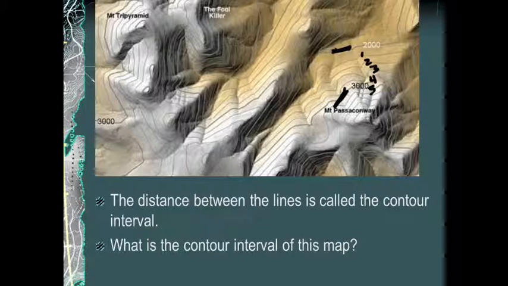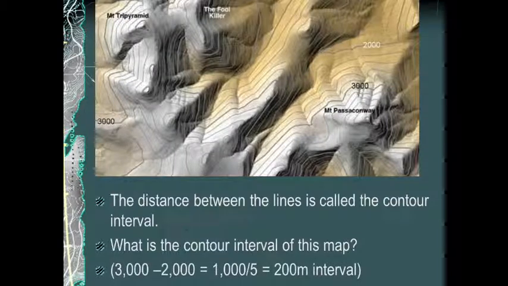So we're going to have to take the difference of those two things. The difference between 3,000 and 2,000, that's a difference of 1,000. And then we divide by the number of lines that we have there. So we take that difference and then we divide by the total number of lines to get our answer. 3,000 minus 2,000 is 1,000 difference. We divide by 5, that's a 200 interval.